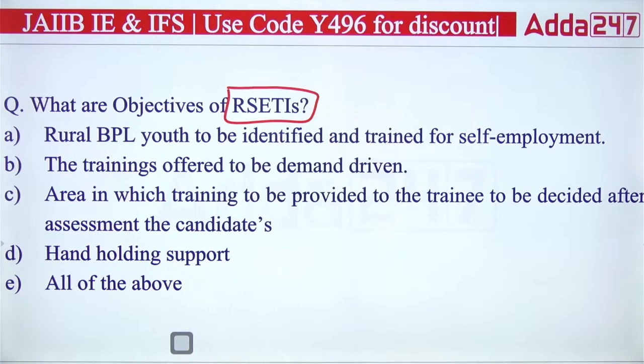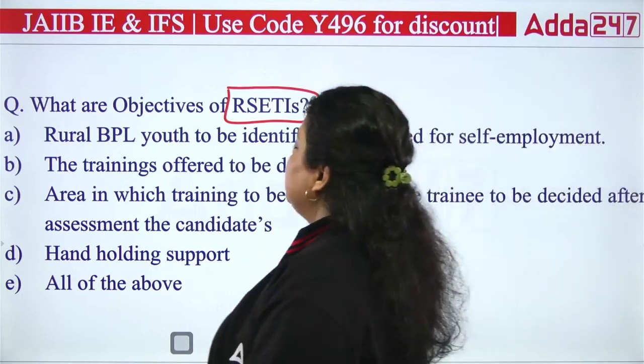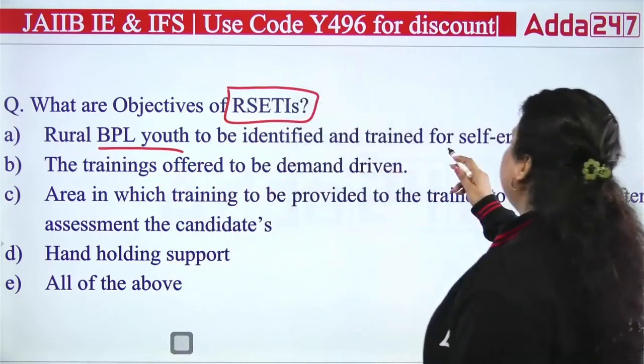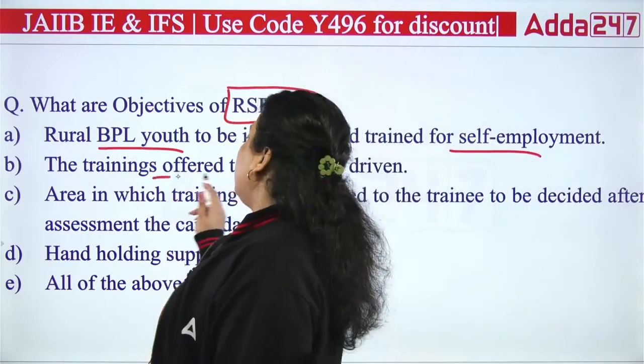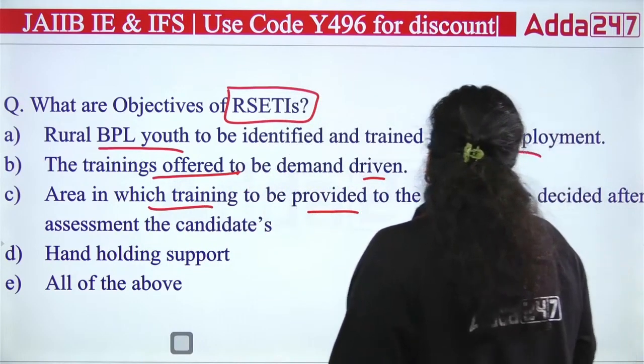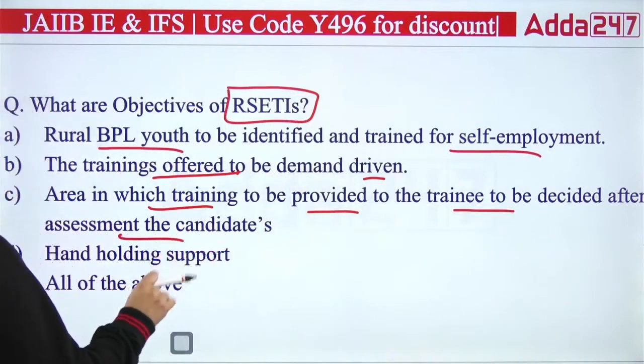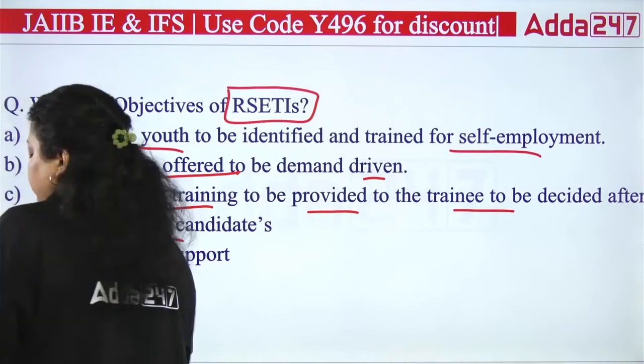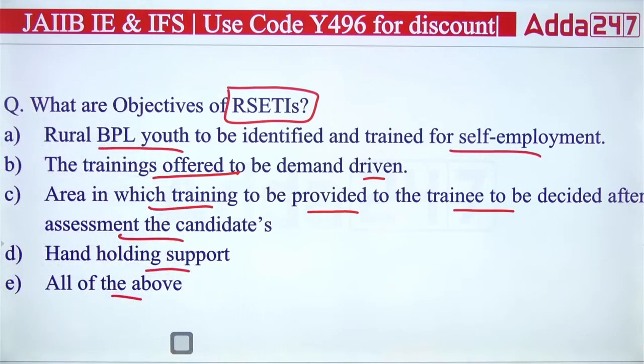It is actually Rural Self-Employment Training Institutes. First is saying that the rural BPL youth to be identified and trained for self-employment. Second, the trainings offered to be demand driven. Third, the area in which training is to be provided to the trainee to be decided after assessment of the candidates. Fourth, hand holding support, and fifth, all of the above. Now you have to answer which of the following is correct: A, B, C, D or E.